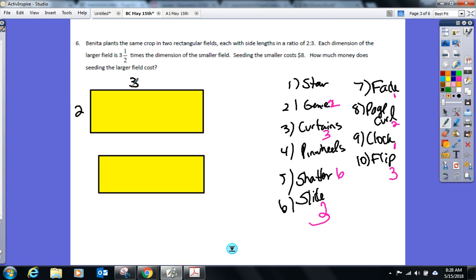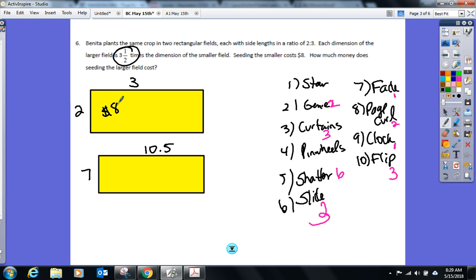Each dimension of the larger field is 3.5 times the dimension of the smaller field. So if this one's going to be in a ratio of 2 to 3, 2 is going to become what if it's 3.5 times larger on the larger field here? 7. And what about the 3? 10.5, and I'm sorry, this doesn't look larger, but it is. It costs $8 to seed the smaller field. How much does it cost to seed the larger field?